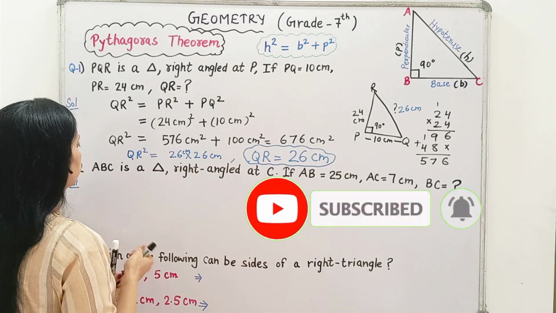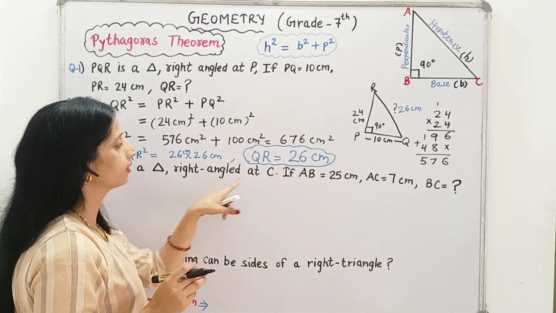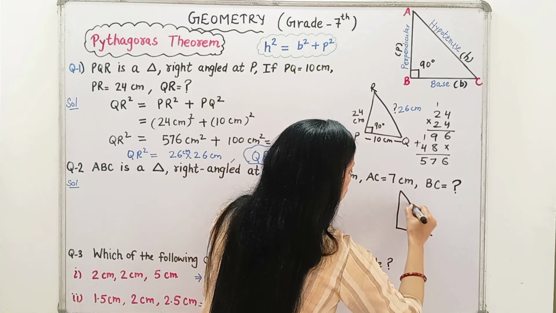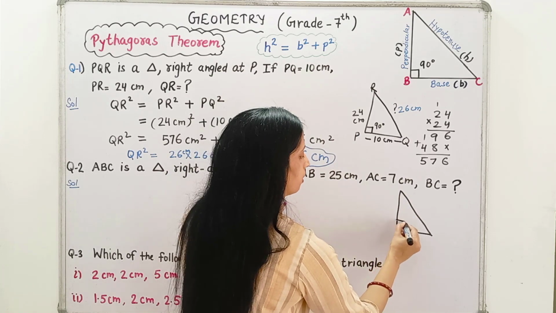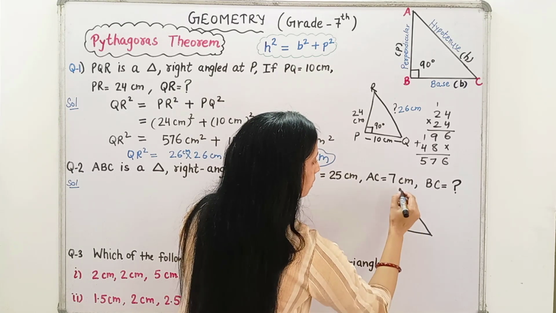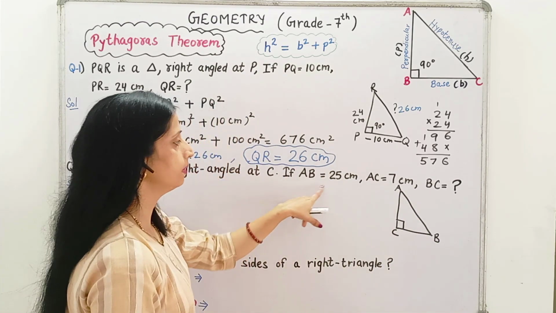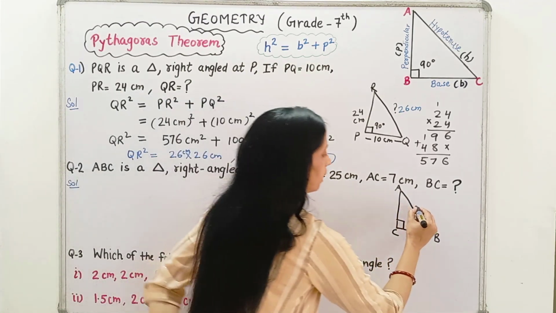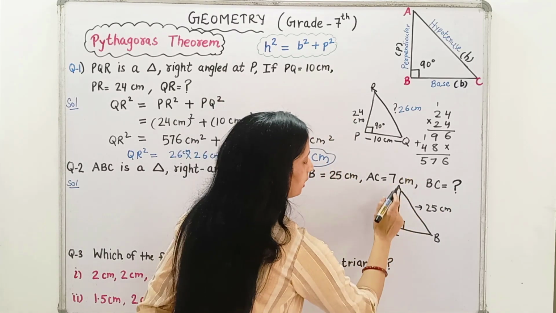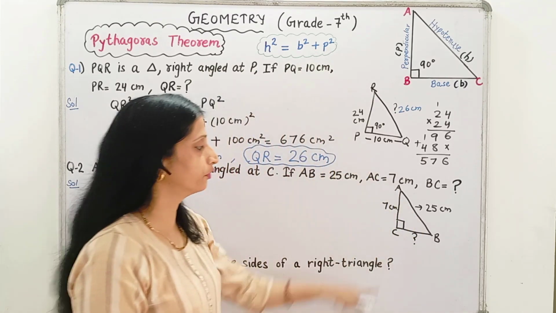Now, in this question, ABC is a triangle right angled at C. So let's figure it out again. Draw a triangle, always draw a right angle triangle. Okay. Now check in the question. It is right angle at C. If AB is equal to 25 centimeter, this is given. Now we know the hypotenuse length. This is 25 centimeter. AC is 7 centimeter. We know the length of perpendicular also, and we have to find out the length of the base.